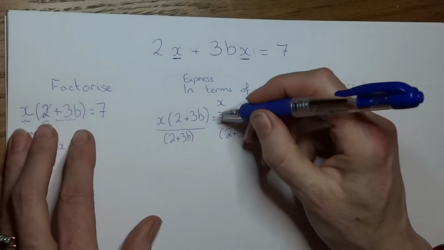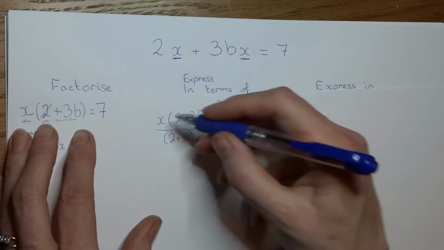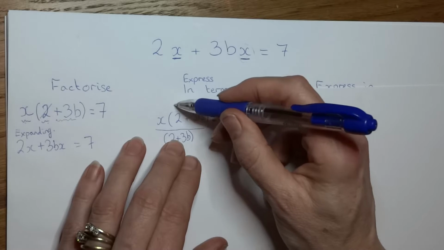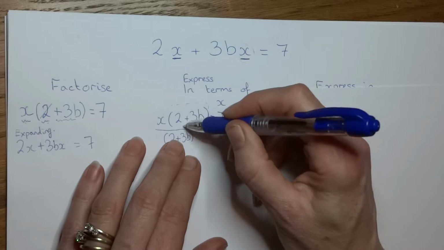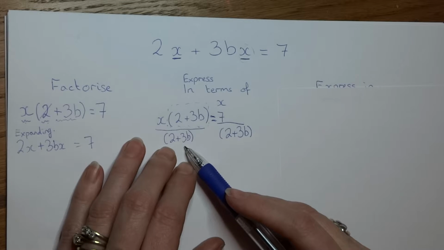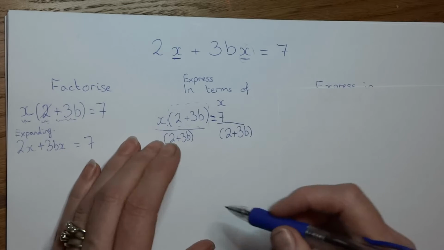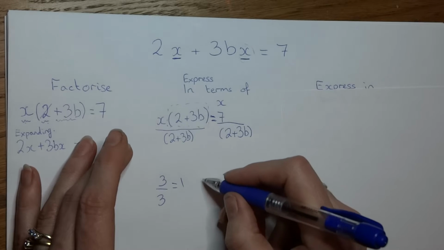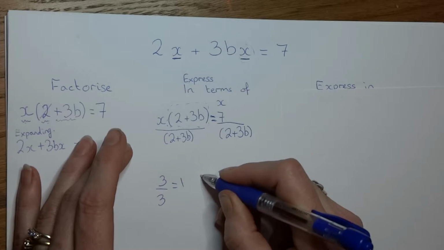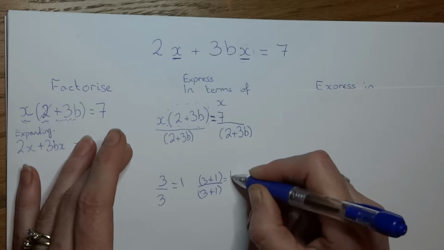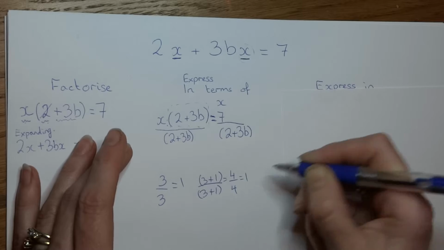What are we doing here? Well, we're just wanting to get x by itself, and the easiest way to get x by itself is to divide the whole of what's inside this bracket by the same thing itself. Why do we do that? Well, we know that 3 divided by 3 is 1. 3 plus 1 divided by 3 plus 1 is the same as 4 divided by 4, which is also 1.